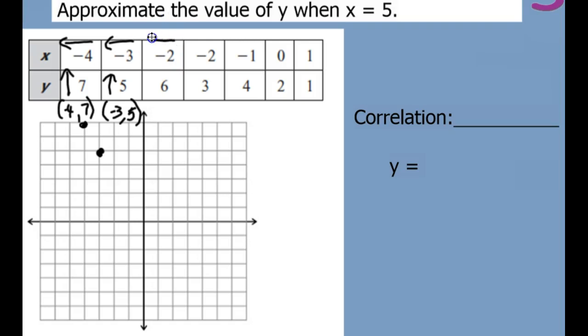Here we're again going negative, so to the left, and up 6. 1, 2, 1, 2, 3, 4, 5, 6. Again, we're going to go over to the left 2, and now we're going up 3. Over to the left 2, up 1, 2, 3.